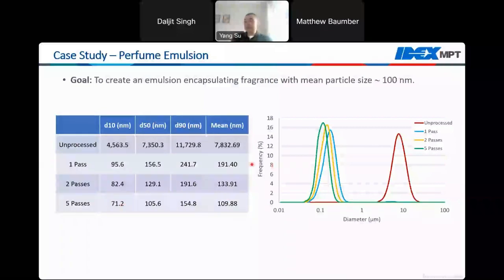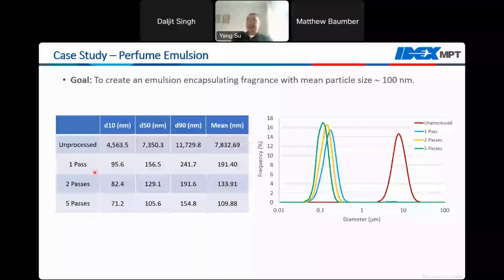As you can see the results here, the unprocessed means the coarse emulsion before processing through the microfluidizer processor. If you look at the mean particle size, it is just a little less than 10 microns. As you can also see from the particle size distribution curves here, you have very large particles to begin with. But as soon as you process through the microfluidizer processor, even just after one pass, you can see the particle size was reduced dramatically with a mean particle size less than 200 nanometers, as indicated by this curve here.